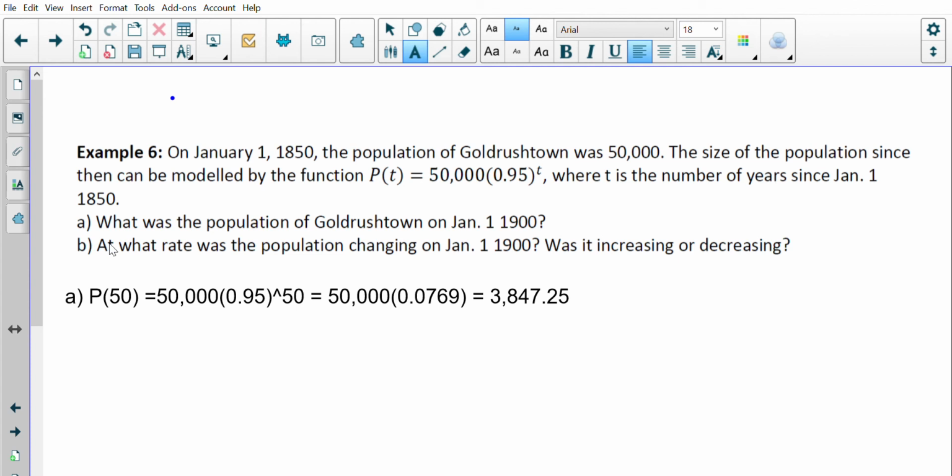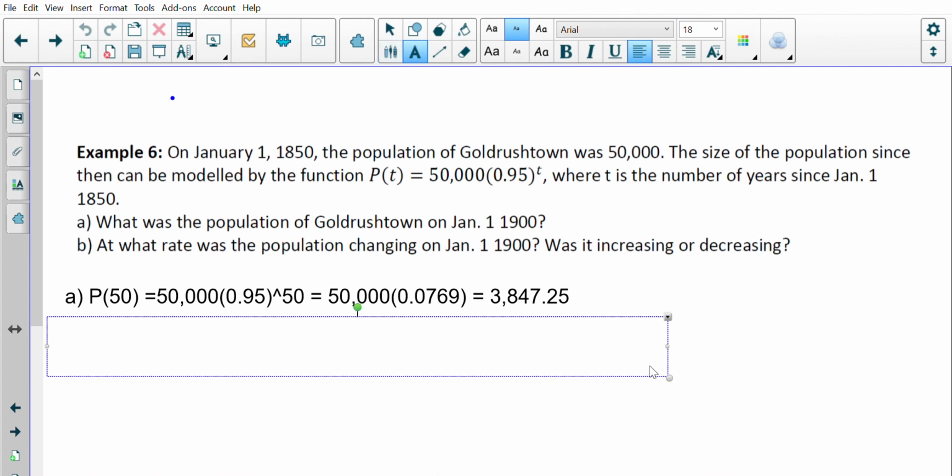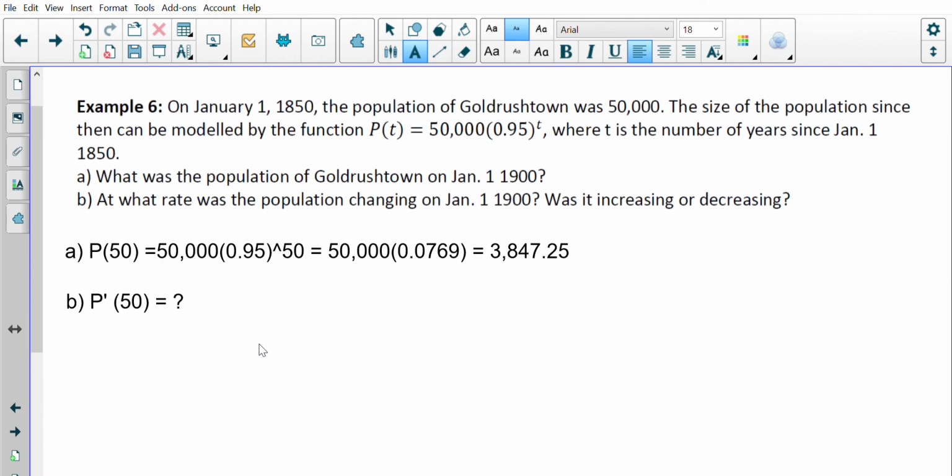In B, at what rate was the population changing on January 1st, 1900? Was it increasing or decreasing? Well, I gave that one away a little bit. But in B, what we're looking for is the rate at which something's changing, so we're looking for the derivative of our function, at January 1st, 1900. The first thing we have to do is find the derivative before we plug in 50 into our equation.